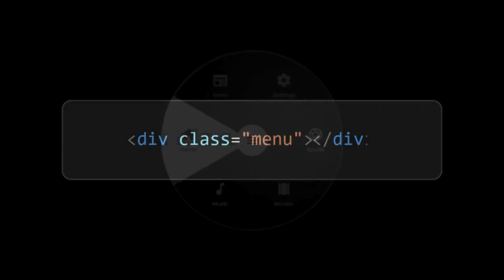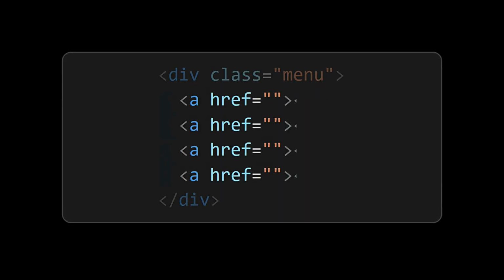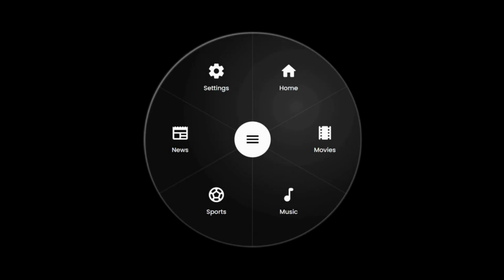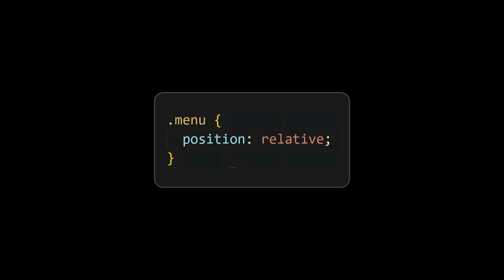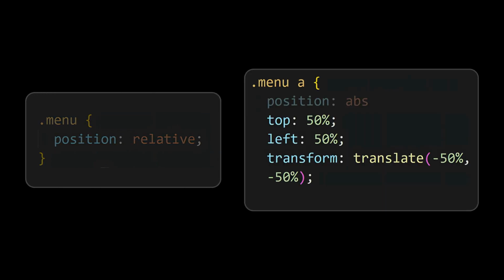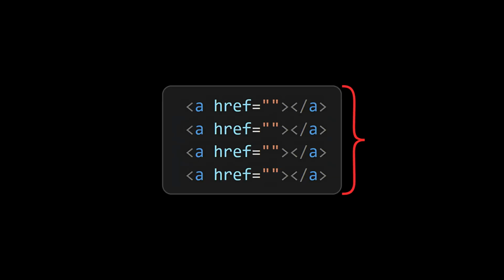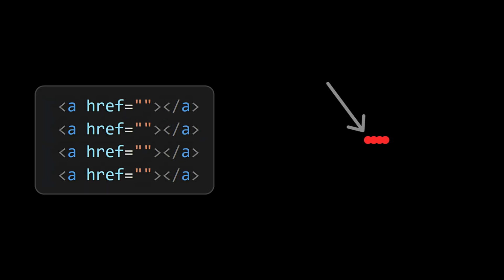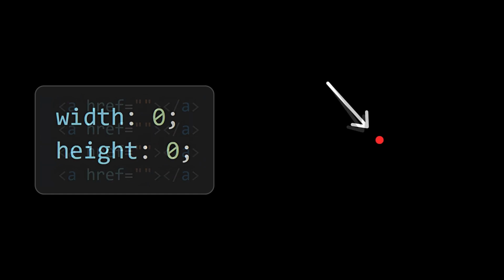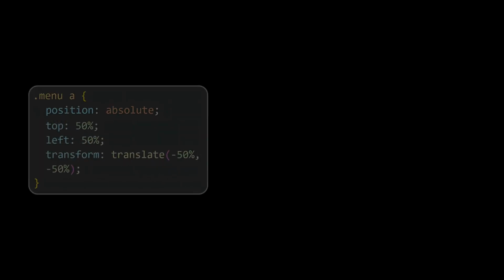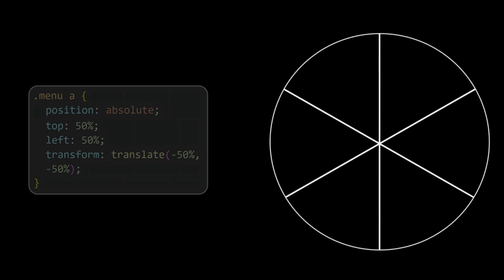We will start by creating the menu element and add a few anchor tags. Now if you observe the menu, all the options are joined at the center, so let's set the menu position to relative and place the anchor tags at the center of the menu by setting their position to absolute. Currently all these anchor tags are positioned at the center, below one another, with 0 width and 0 height. And let's try to build the menu from the center.